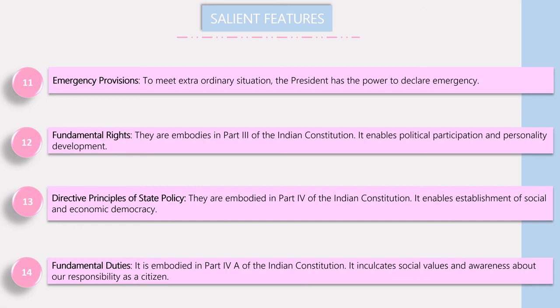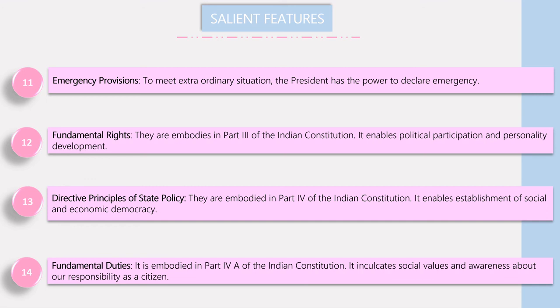The fundamental duties are to abide by the Constitution, respect the national flag and national anthem, to respect and protect sovereignty, integrity and unity of the country, to defend and serve the country, to promote harmony and the spirit of brotherhood amongst all the people, to preserve the rich heritage of our composite culture, to protect natural environment, to develop scientific spirit of inquiry, to protect public property and prevent violence.